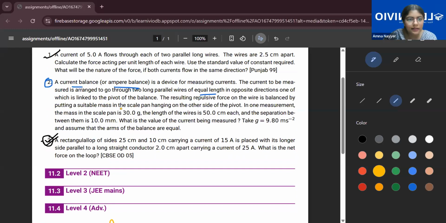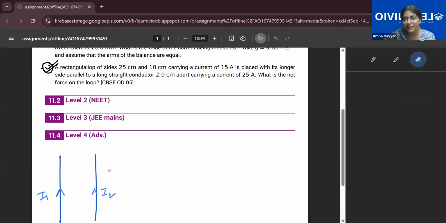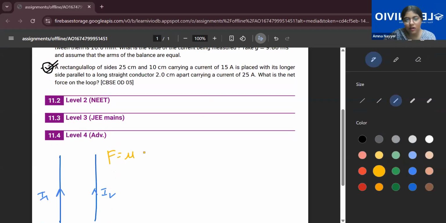Equal lengths are there. Mass is given, length of each wire is given. You have to calculate the force because the length of the wires is given. So the full force you'll have to calculate. So this will be F equals mu naught I1 I2 L divided by 2 pi d. This is what we have studied.